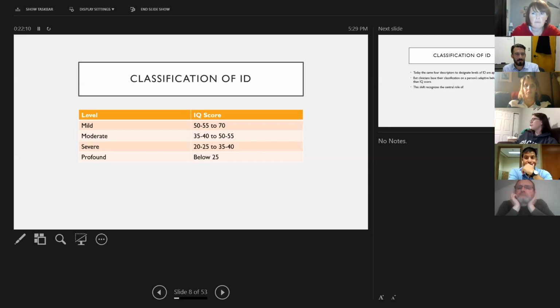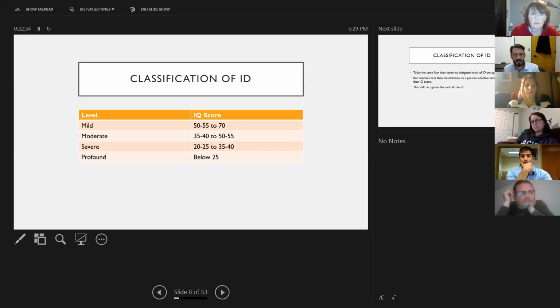And then moderate, 35 to 40 to 50 to 55. So these aren't very clear cut points. Severe from 20 to 25 to 35 to 40, and then profound intellectual disability is below 25.